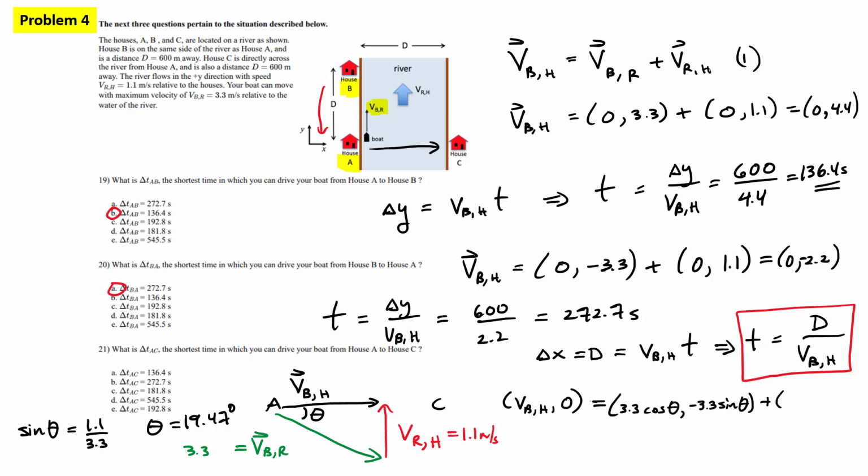To that, I want to add the vertical component of the river. I can write that in terms of an x and a y component, and it looks something like this. So you can see right away the only thing we're really interested in here is this x component of the boat relative to the river.